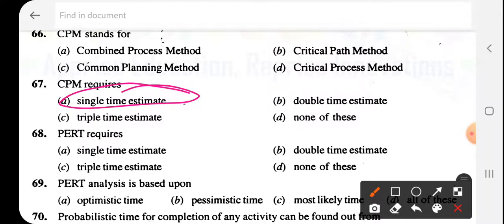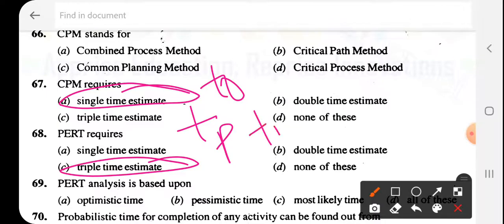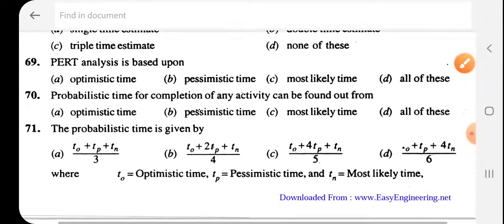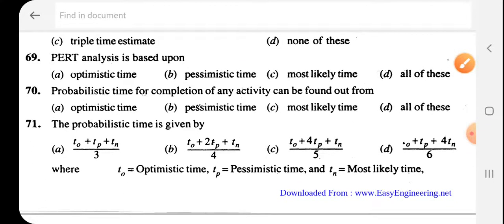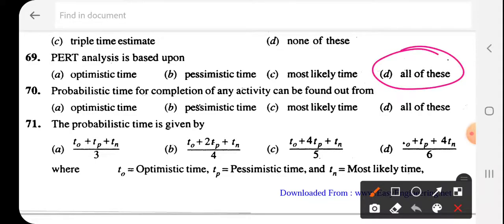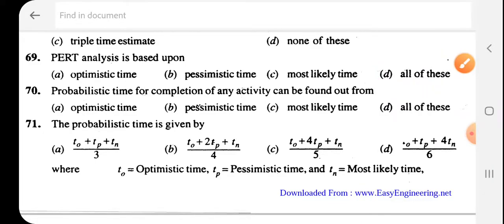So CPM requires a single time and PERT requires three times, that is Tp, To and Tm: optimistic time, pessimistic time and most likely time, 3 times. PERT analysis is based on... so this is all of the above. All 3 times it will depend on. 69 is D. Next, 70.